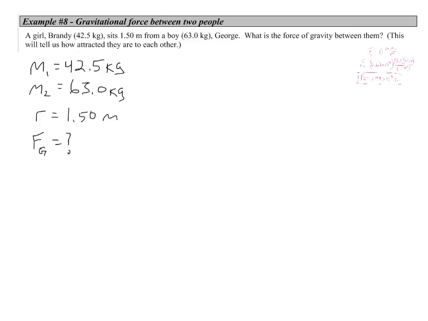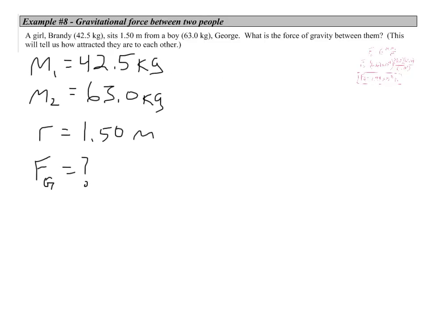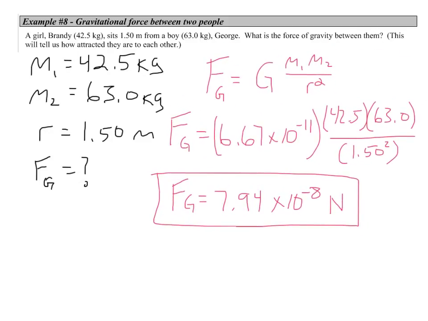So applying this theory to an example here, we have a girl, Brandy, 42.5 kilograms, who sits 1.5 meters from a boy, George, who's 63 kilograms. We want to find the force of gravity between them. This tells us how attracted they are to each other. So the information that we have, we know these things. We apply that to the universal law of gravitation. We end up with 7.94 times 10 to the negative 8 newtons. This is a really small amount of force. So we can see that the force of gravity is a really weak force, especially when we compare it later on to some of the other fundamental forces.